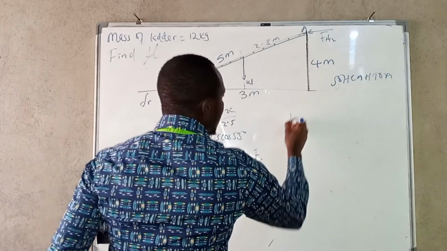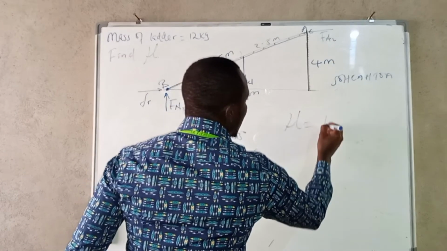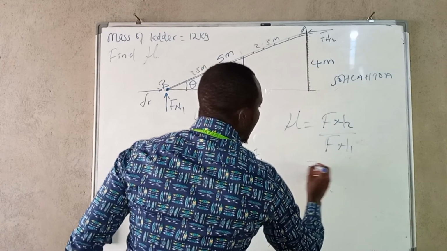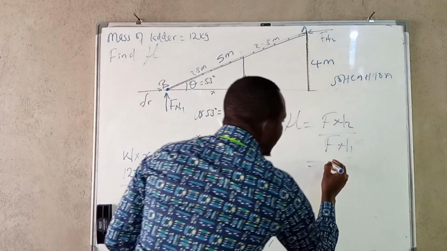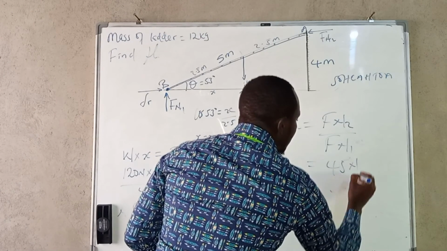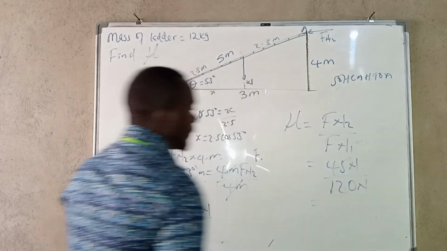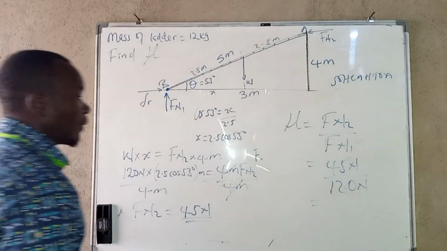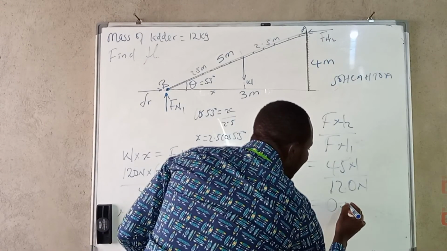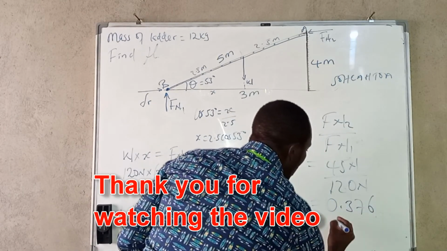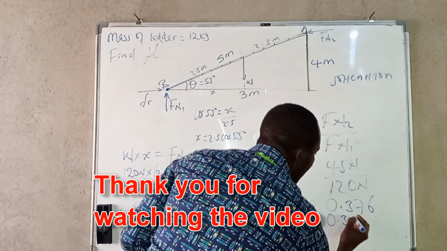From this point, we proceed as follows. We know that mu, from the equation we found, is equal to Fn2 over Fn1. Fn2 is 45 newtons over Fn1, 120 newtons. Punching this on a calculator, we get 0.376, which gives us 0.38.